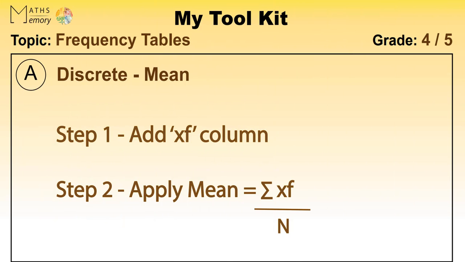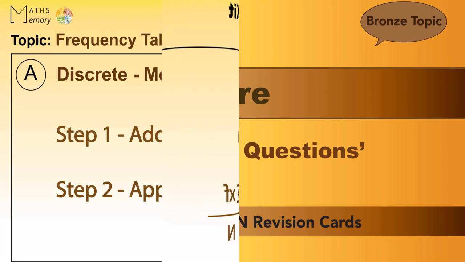So let's get a revision card out. Let's head it discrete and the mean. There are 2 steps to do this. You just figured out how to create the mean from a frequency table, discrete. Step 1, you add an XF column. Step 2, you apply the mean. It's the 3rd column, the total of the 3rd column, sigma XF, divided by the total of the 2nd column, which is N. N means total of frequency. Press pause, make sure you've got this.